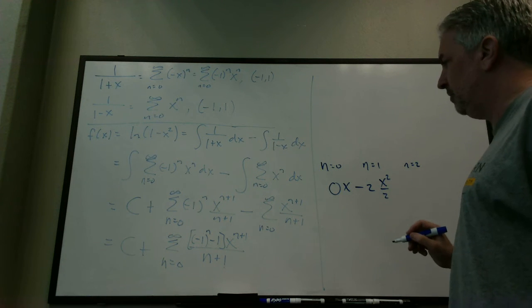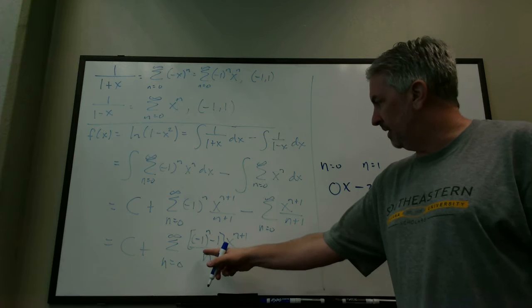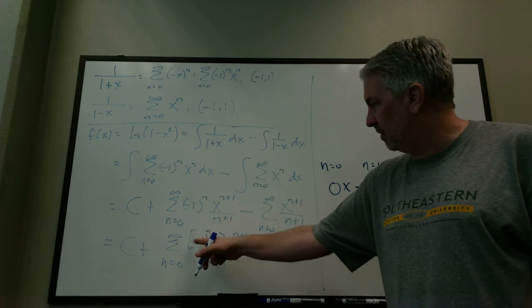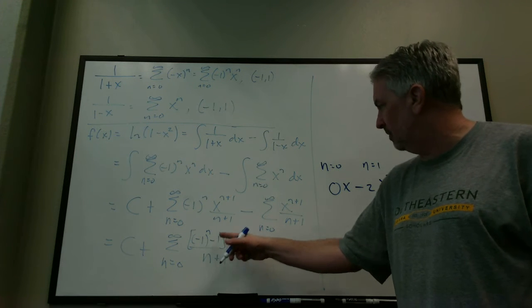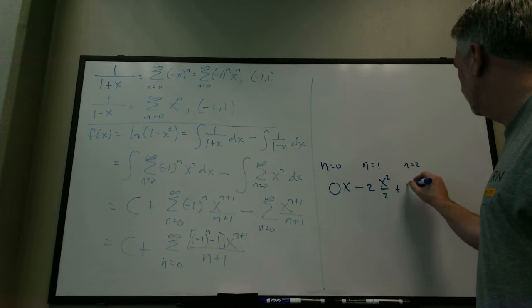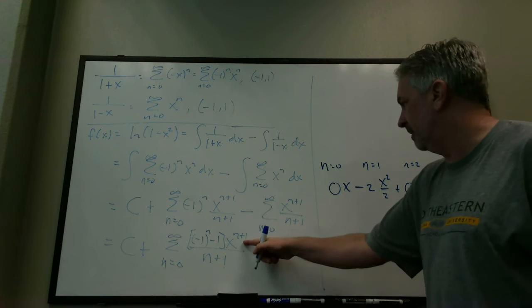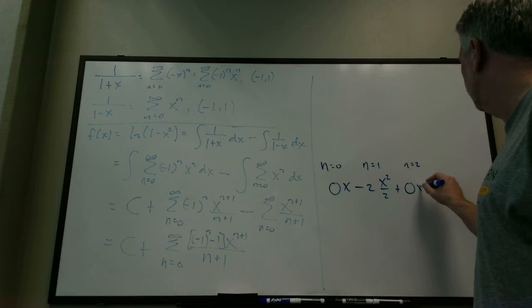What about when n is 2? Well, let me just jump to here. When n is 2, you get negative 1 squared, which is 1. 1 minus 1 is 0. So you get another 0. And just for kicks, I'll put in the number. That's x cubed over 3.